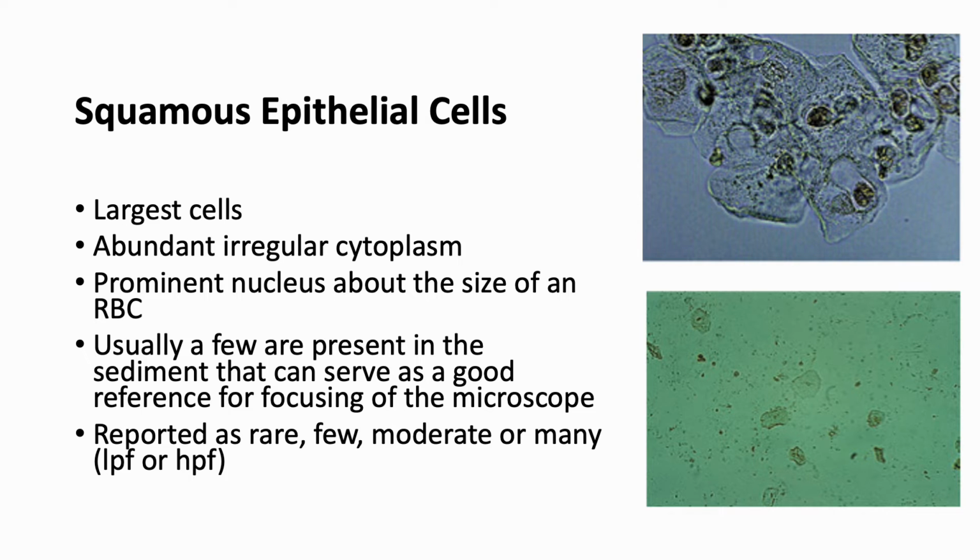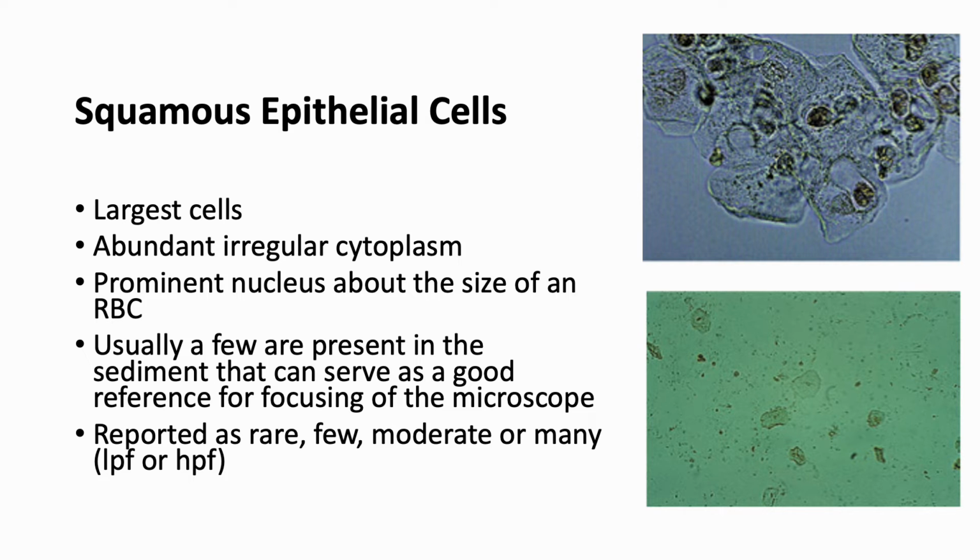So squamous epithelial cells are the largest epithelial cells present in the urine. They have abundant irregular cytoplasm. They can have a prominent nucleus about the size of a red blood cell. Usually a few can be present in the sediment, and this can actually serve as a good point of reference for the focusing of the microscope.